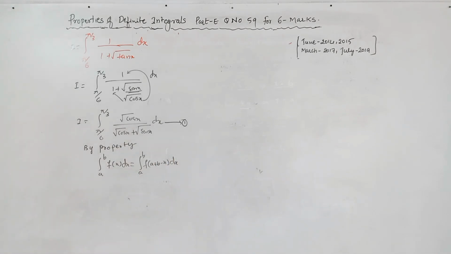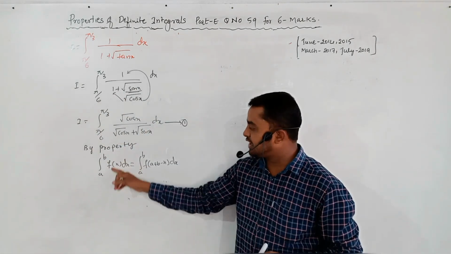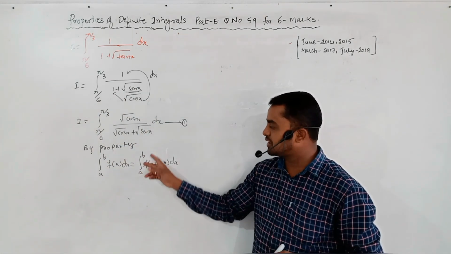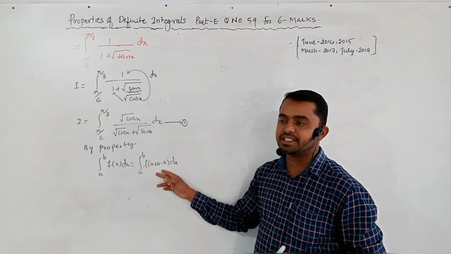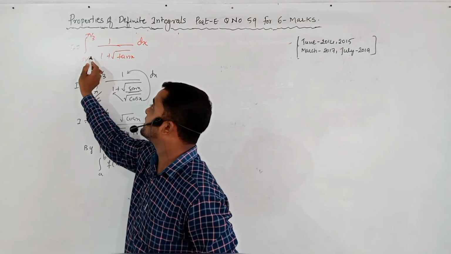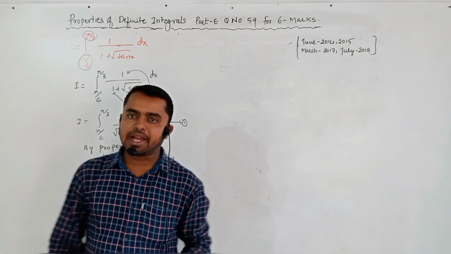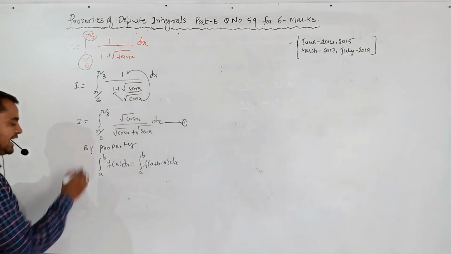See here what our property says. Our property says integration of a to b f of x dx is exactly equal to integration with a plus b minus x. See here, what is a here? 5 by 6. This is a. And what is b here? 5 by 3. Yes. After applying this property, we will write the next step.